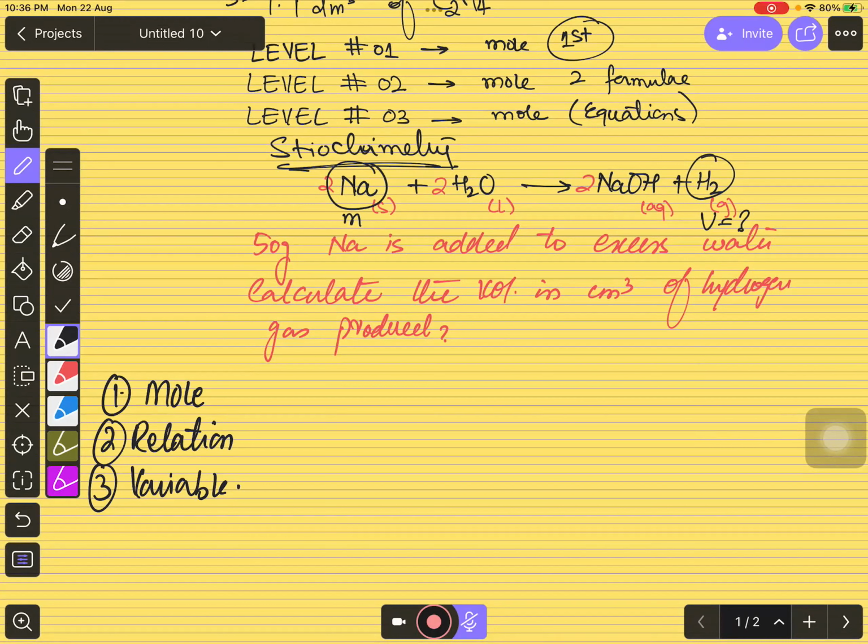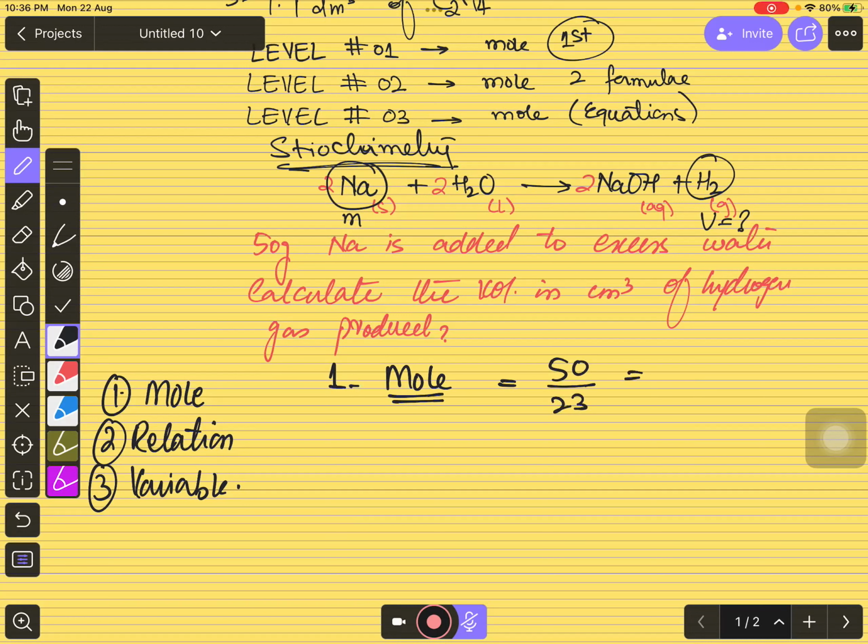So first of all, what you need to do, you need to find out the moles, right? कुछ हो ना हो, moles निकाल लो. तो moles कैसे निकालोगे बच्चों? The mass is given 50. So you can divide 50 by the MR of sodium. You can find out the number of moles.